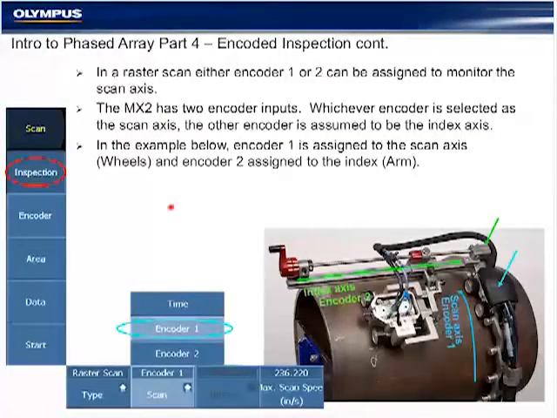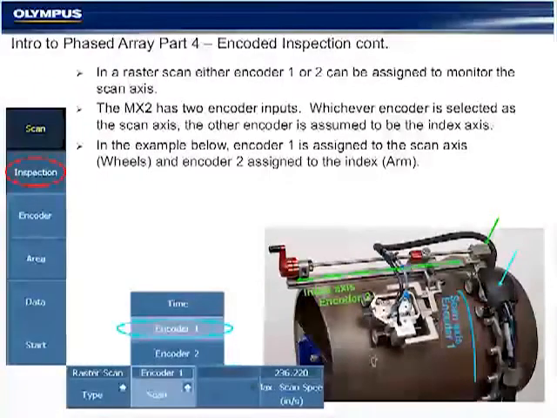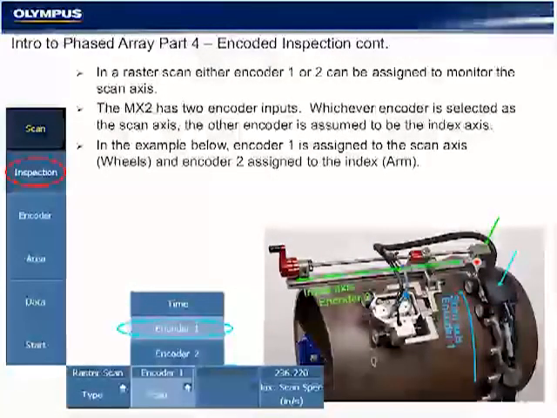So that was a little bit of the introduction to encoders on the one-line scan. A second type of inspection is a raster scan. Raster scan is often associated with conventional UT as it uses a two-axis scanner. When performing a raster scan in the phased array inspection, we have two axes. The scan axis, which is blue, which would typically be the wheel axis in this configuration, and the index axis, which is a green ruler that we see in this axis.